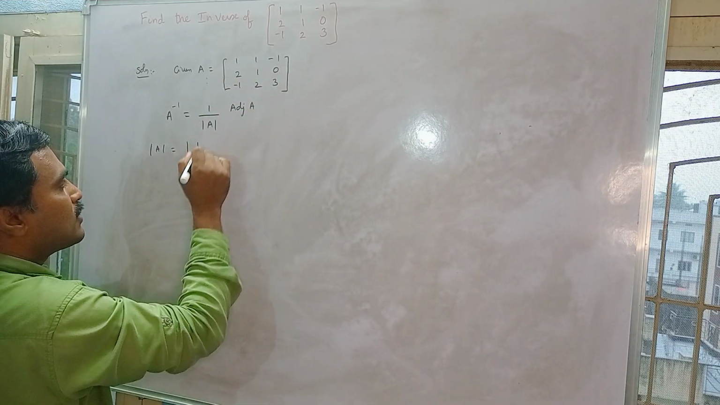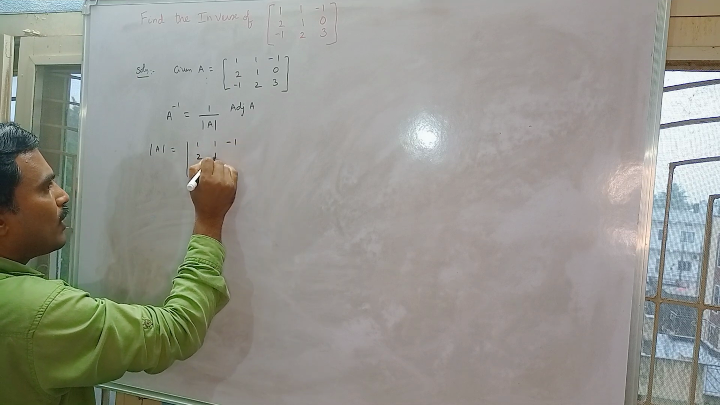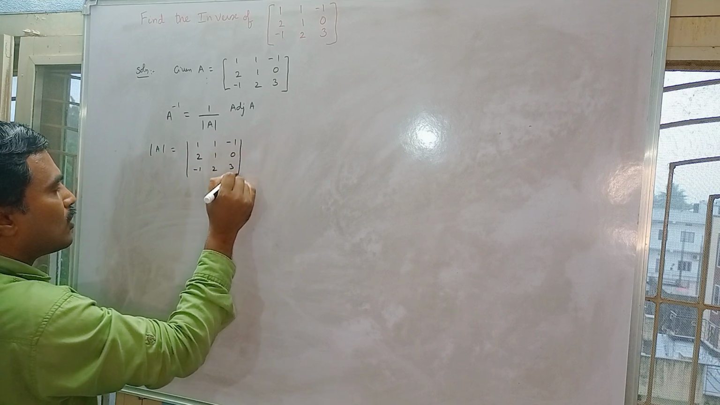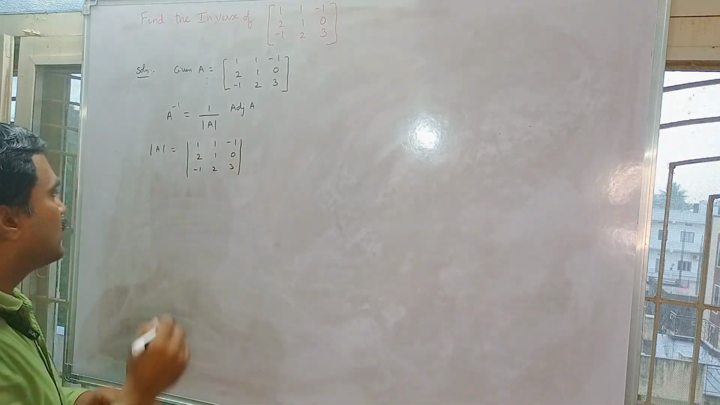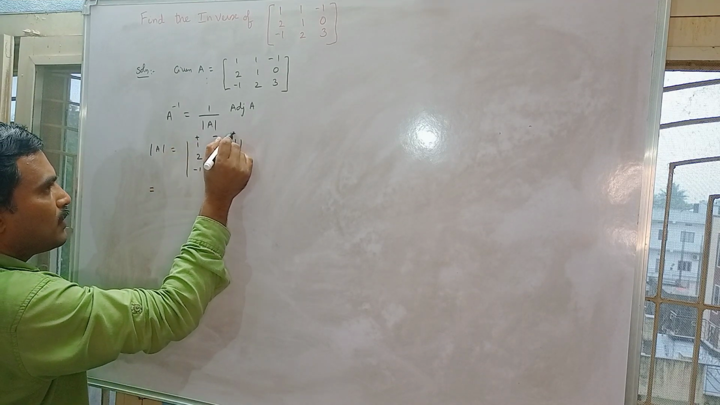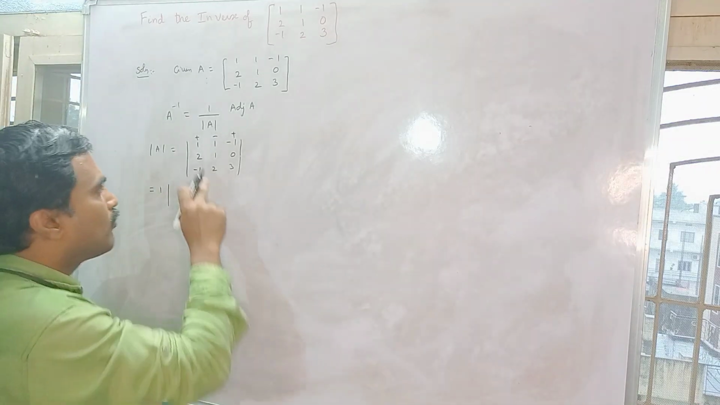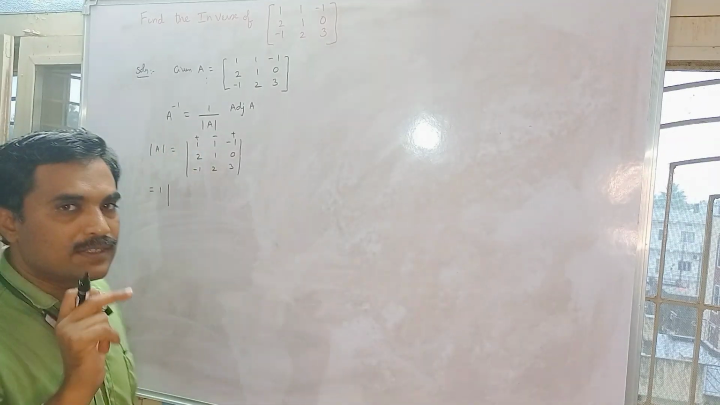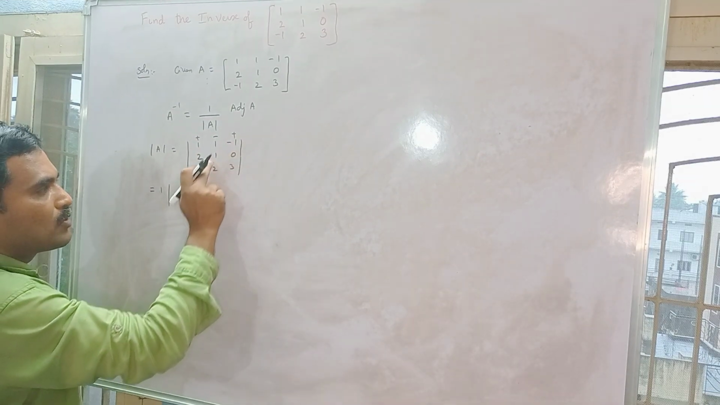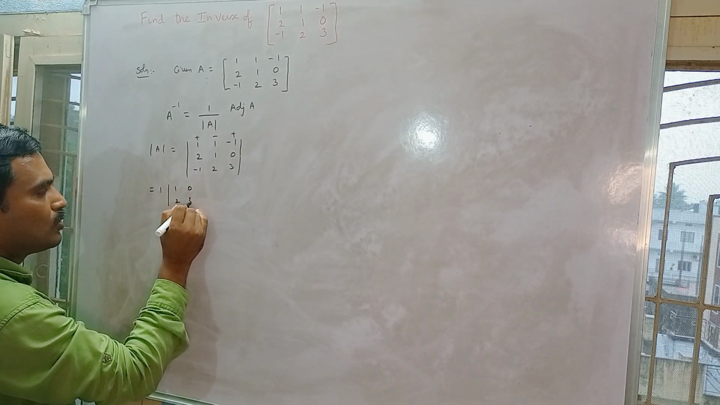So first I am writing all these elements: 1, 1, minus 1. Now second row 2, 1, 0. Third row is minus 1, 2, 3. Now we will find the determinant. Again the signs are plus, minus, plus. So 1, and now we have to write the minor of 1. The location of 1 is in first row and first column, so you have to leave those elements. The remaining elements you write: 1, 0, 2, 3.